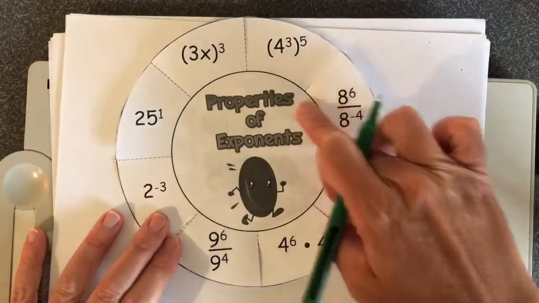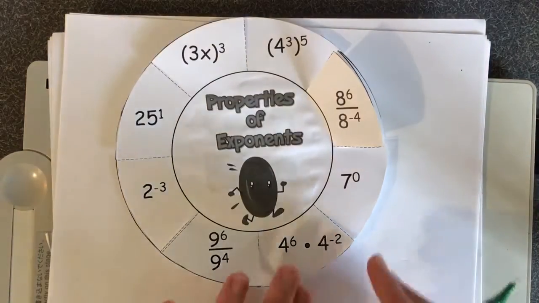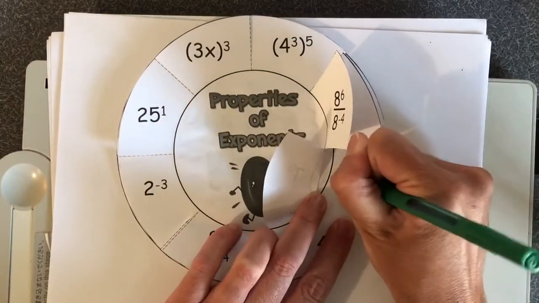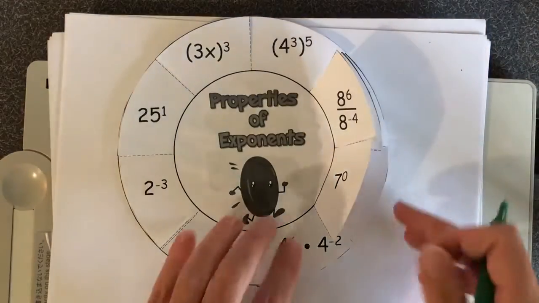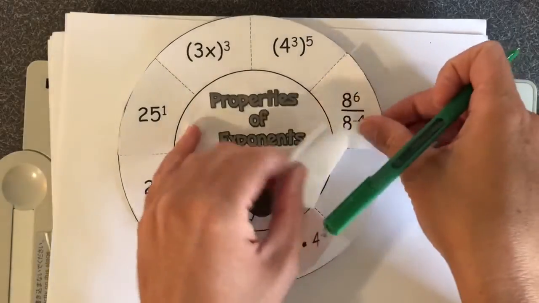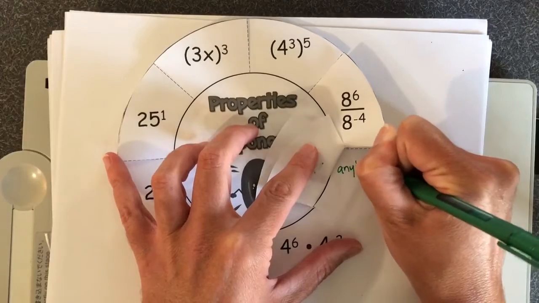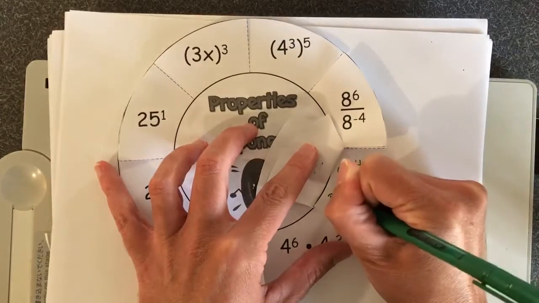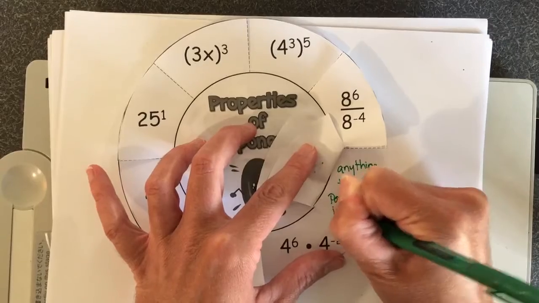So then, what did we learn yesterday? 7 to the 0. So 7 to the 0 is always going to have a value of 1. If you remember from yesterday, anything to the 0 power always is going to have a value of 1, no matter what it is. So anything to the power 0 is 1.